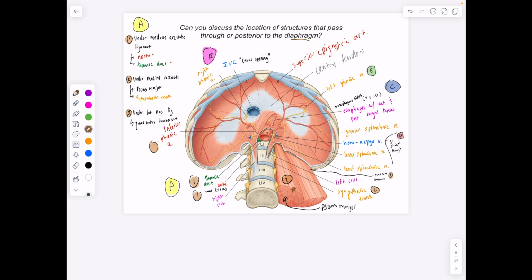All right, and then under the lateral arcuate ligament, we have the quadratus lumborum muscle, and then let's look at the underside of the diaphragm. So again, under this medial ligament, arcuate ligament, branching off of the aorta, we have this inferior phrenic artery, which is coming along and providing blood to the bottom of the diaphragm. You can see we have a left and a right one overall.